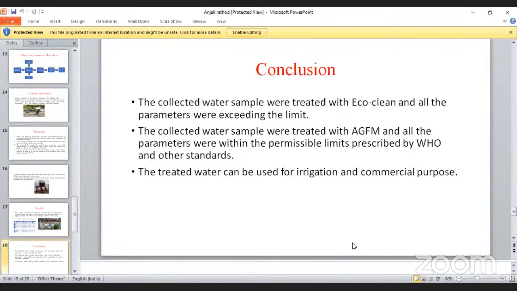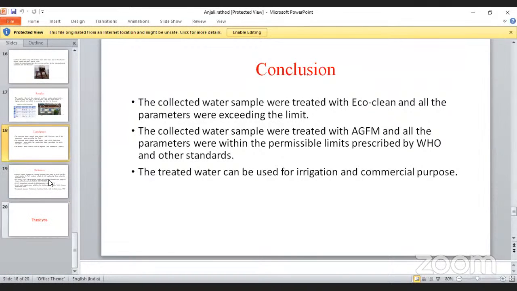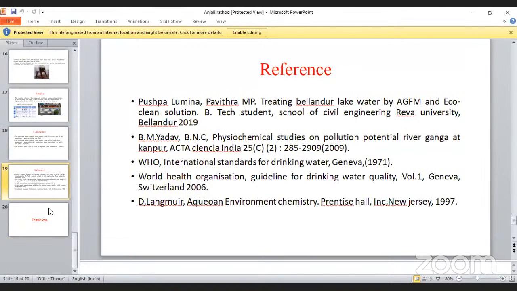Conclusion. The collected water sample was treated with EcoClean and all the parameters were exceeding the limit. The collected water sample was treated with AGFM and all the parameters were within the permissible limits prescribed by WHO and other standards. The treated water can be used for irrigation and commercial purposes. Thank you.